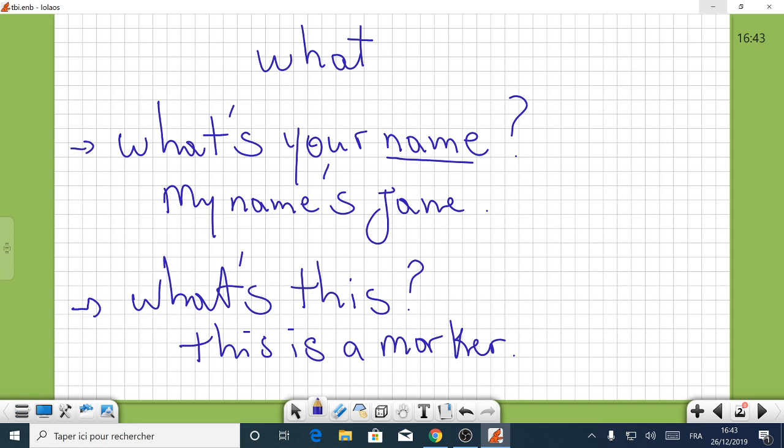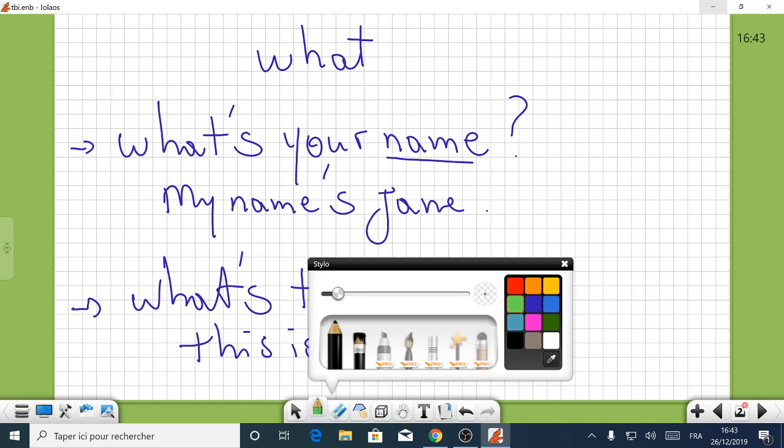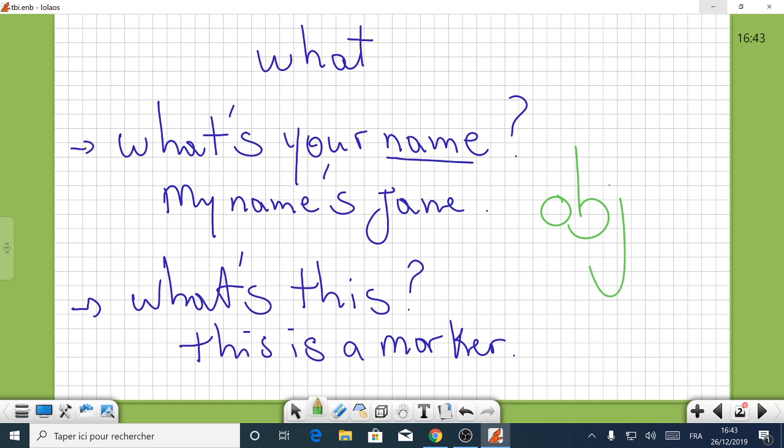We notice that we use what to ask about objects. So let me see here with the eraser. I hope my handwriting is clear, as I said. So we use what to ask about objects, of course, to ask about objects.